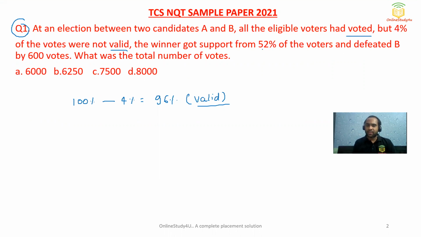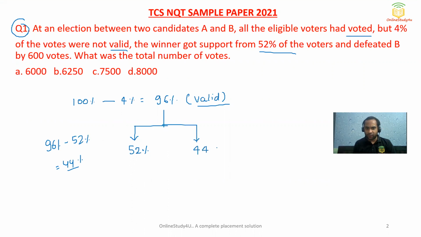The winner got support from 52% of the voters. So the winner is getting 52% of the votes from the supporters. So friends, 96% minus 52% will be nothing but 44%. So the loser will be getting 44% of the votes. So this is the winner and this is nothing but the loser, right?